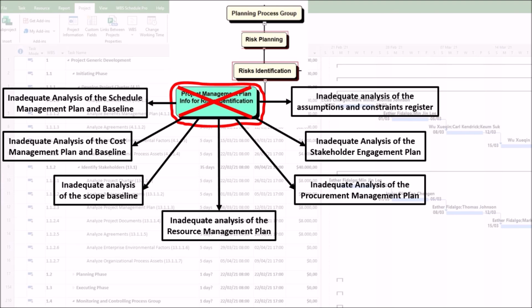7. Inadequate analysis of the assumptions and constraints register. This is one of the most damaging errors. Assumptions are potential risks in disguise. If you encounter one of these risks, the result is that the project will proceed based on untested beliefs. For example, the assumption that team members will be available 100% of their time on this project is not analyzed as a significant risk. When this proves false, the schedule collapses.